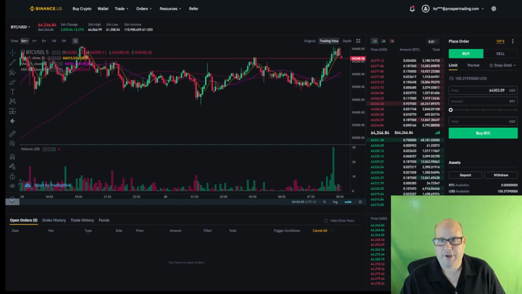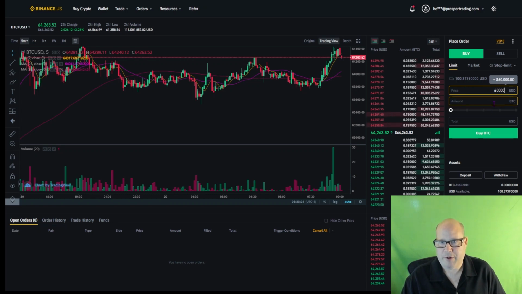Okay, let's take a look at using a limit buy order here on Binance. Again, on the right-hand side of the screen, I have it selected to buy. I have limit now selected. It automatically puts in the current price from when I loaded up the screen. But let's say I wanted to buy Bitcoin if it dropped down to 60,000 today. I would enter 60,000 into the price.